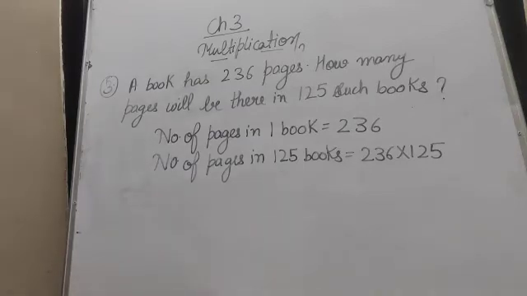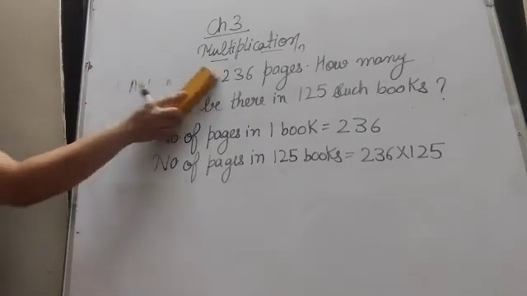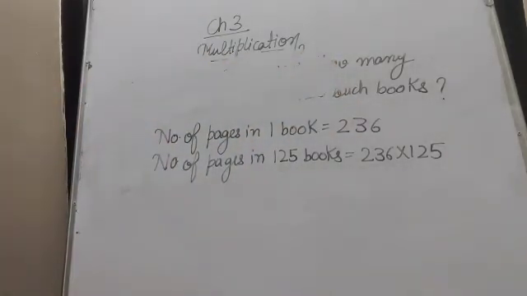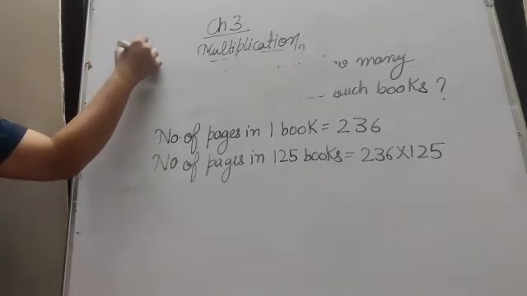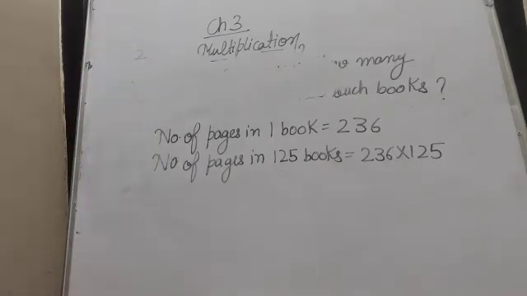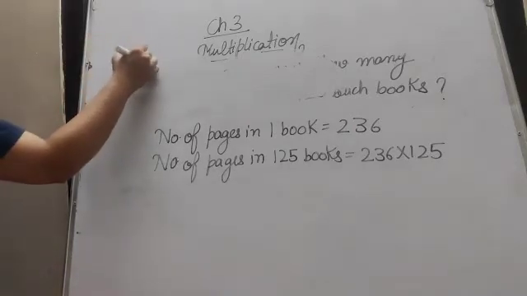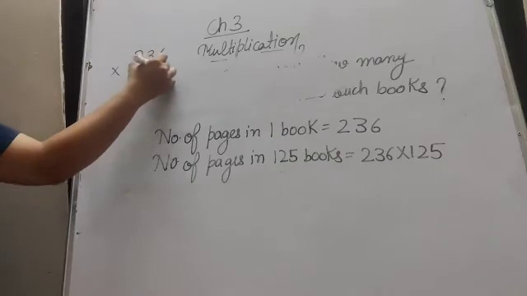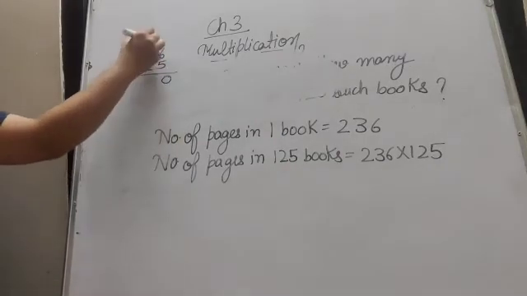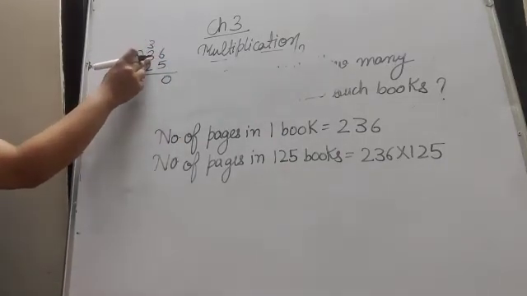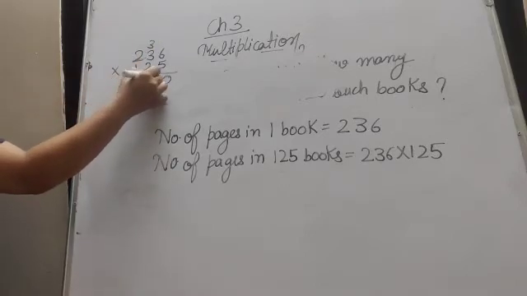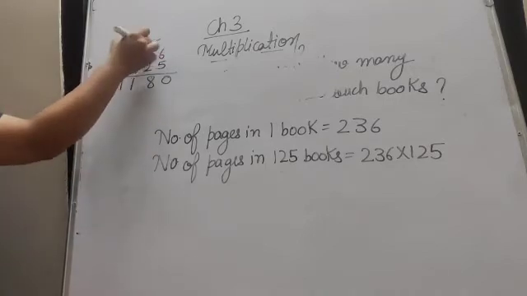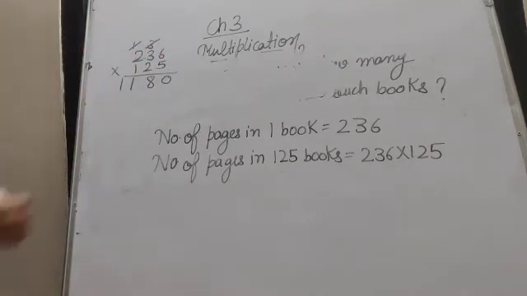Is it clear? Sure? So I am raising this question. Now start. Multiply 236 with 125. So you get the total number of pages. 5 6s are 30, 5 3s are 15, plus 3, 18, 5 2s are 10, plus 1, 11. We have used, put it 0.